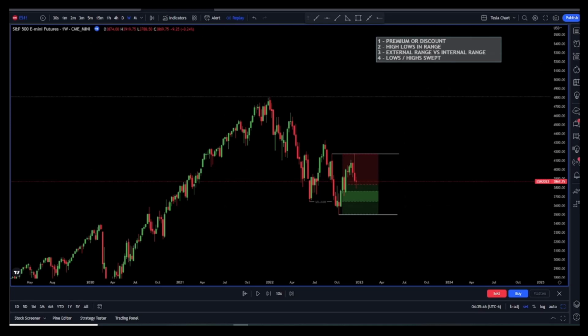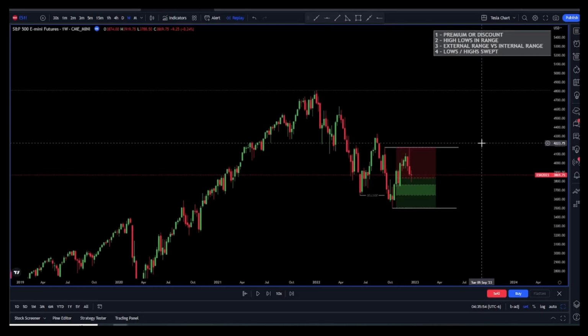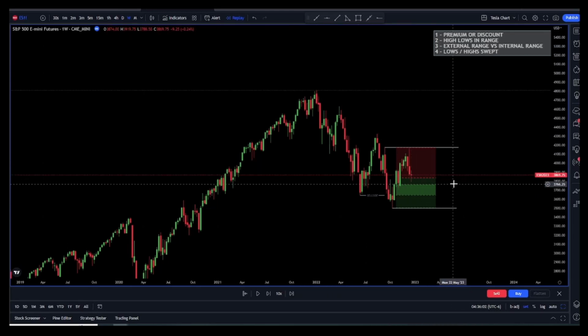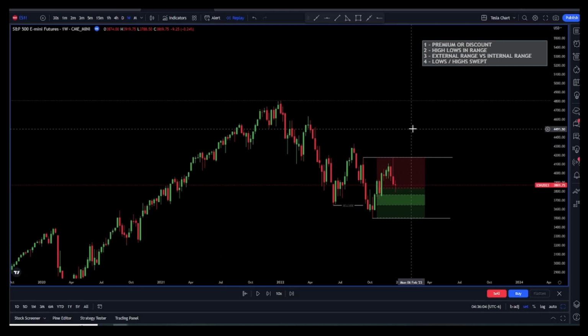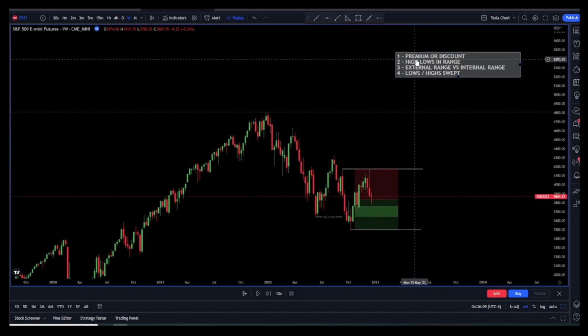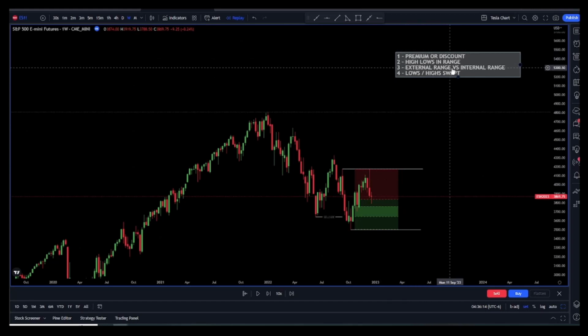All right. So the first one in this series is forming directional bias on a higher time frame, right? And I think this is probably the most important for framing your trades on a lower time frame, right? Because if you don't know what's happening on a higher time frame, how are you supposed to trade on a lower time frame and get it right? So what we need to do is frame a bias and understand how price moves. So the things we're going to talk about today are premium or discount. Are we in a premium or discount? Highs or lows within a range? External range versus internal range, and lows and highs, right?